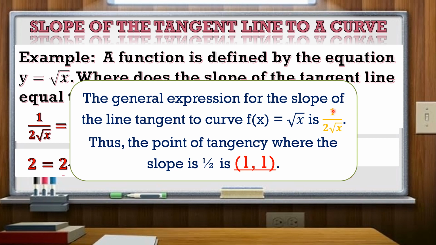The general expression for the slope of a tangent line to the curve f of x is equal to square root of x is, ito, yung slope kanina. That's the point of tangency, where the slope is 1/2, which is (1, 1). Ito yung coordinate na kung saan nagkikita yung function natin and the slope of your function of the tangent line to a curve.